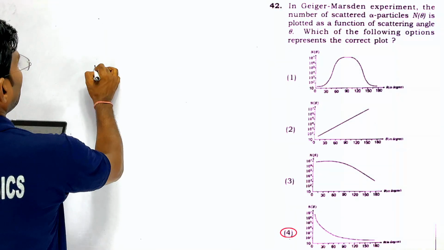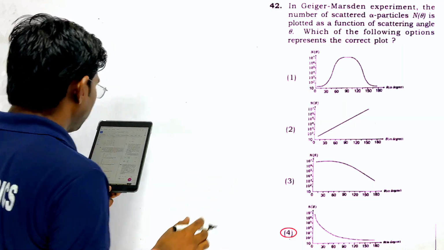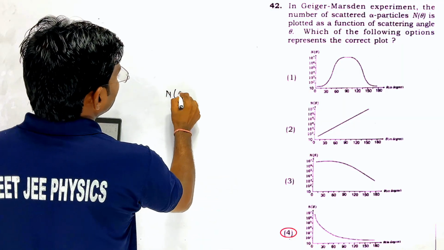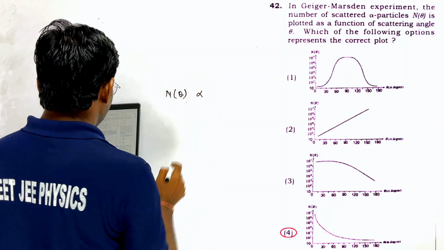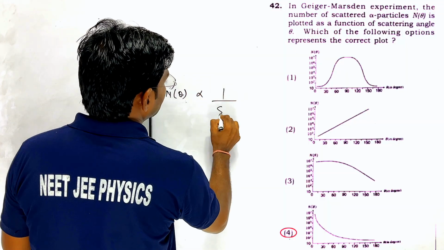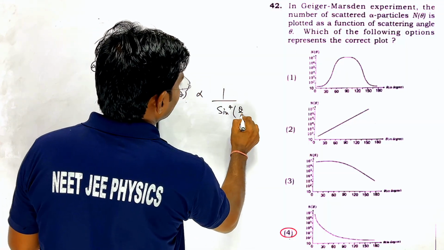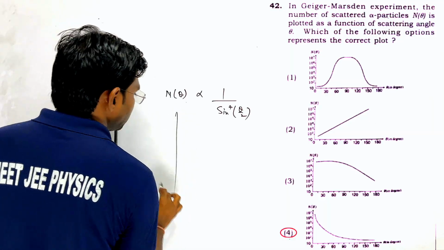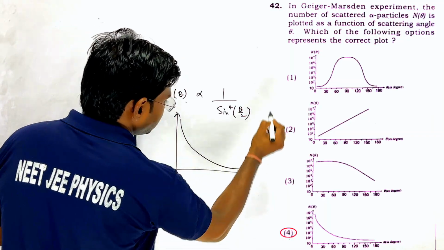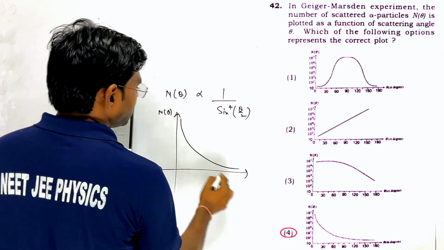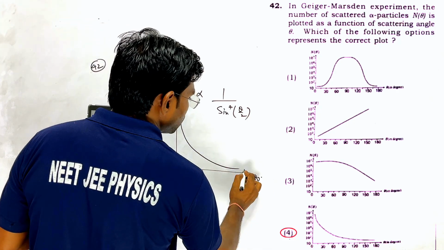Copy this. Now read question number 42, on the Geiger-Marsden experiment. I think you know the formula. In the Geiger-Marsden experiment, the number of alpha scattered particles is proportional to 1 upon sine raised to the power 4 theta by 2. So which option is correct? This is a theoretical question and this should be the answer, with theta as a function of angle. You can verify this also.